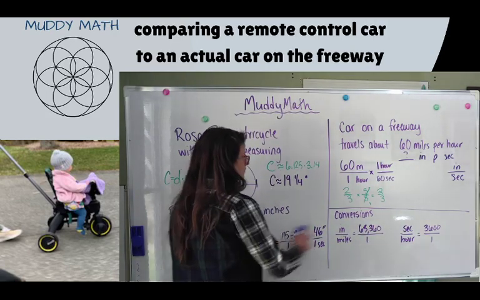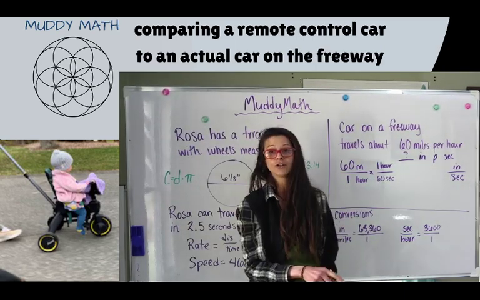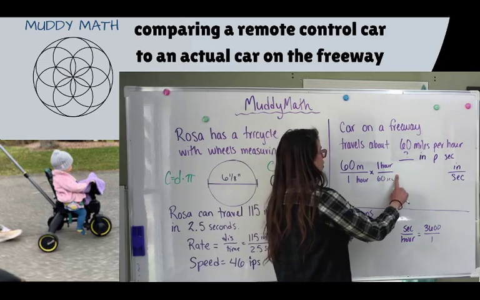So when I multiply 60 miles per 1 hour by 1 hour over 60 minutes, not seconds, I hope you caught that mistake.